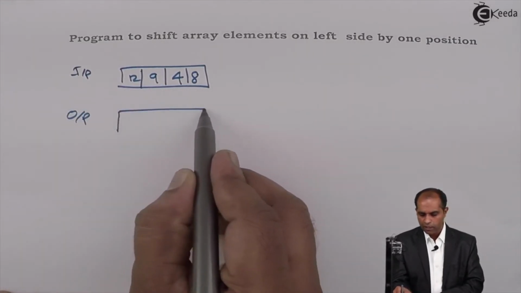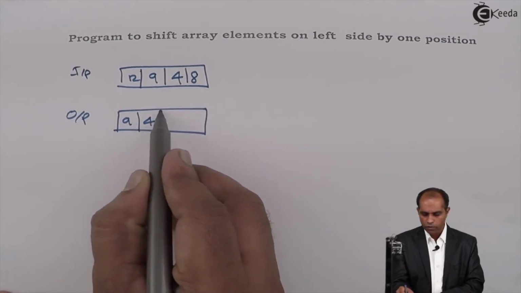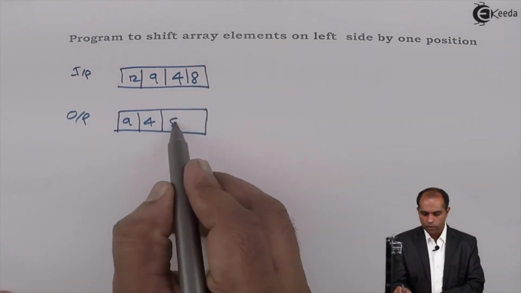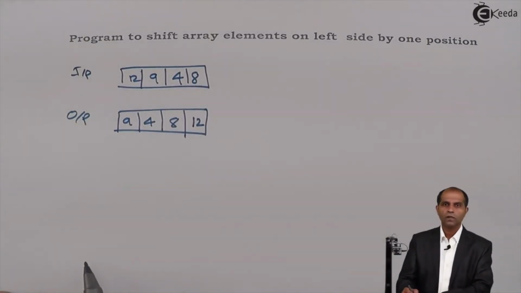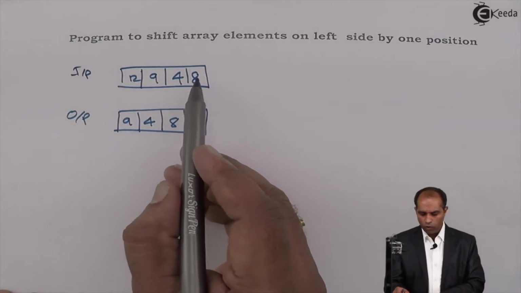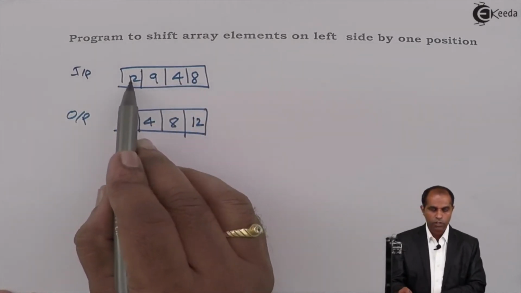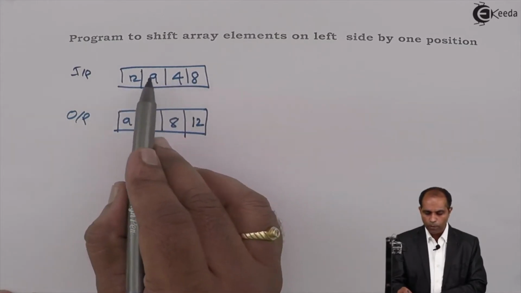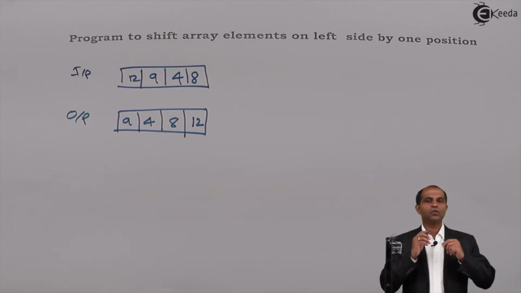So it means that the first element has to be 9, the next element has to be 4, the next element has to be 8, and then the last element has to be 12. Now if you are going to copy this element 8 to the next position, then this to the next position, then this to the next position, it means that you are going to copy 8 at all the places. The one which I have stated in the previous video is going to be a much simpler one.